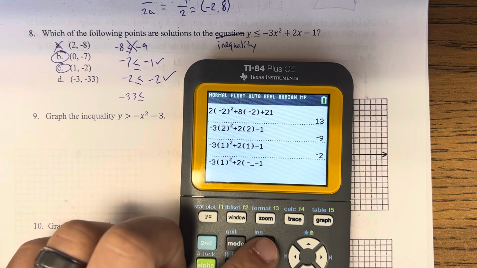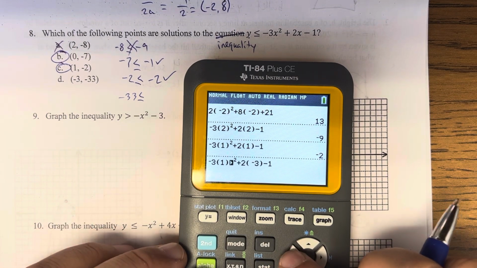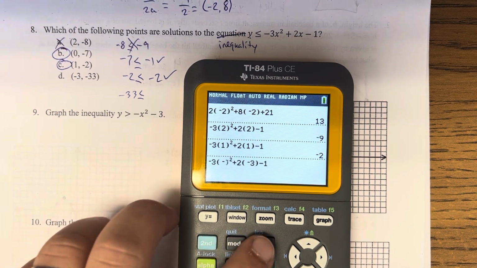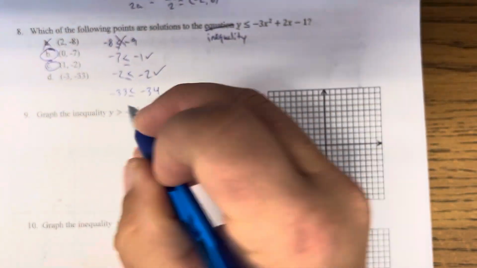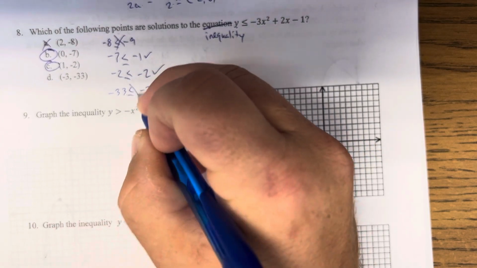So I've got to insert right here, so I don't have to rewrite the whole thing. There we go. Negative 34. And so is negative 33 less than or equal to negative 34? Nope, it's not.